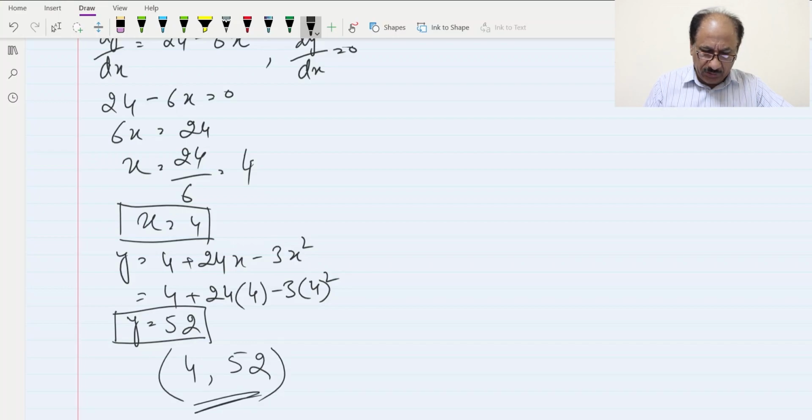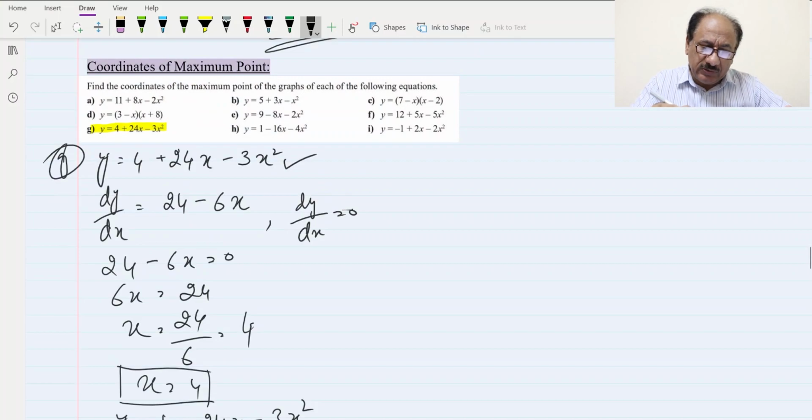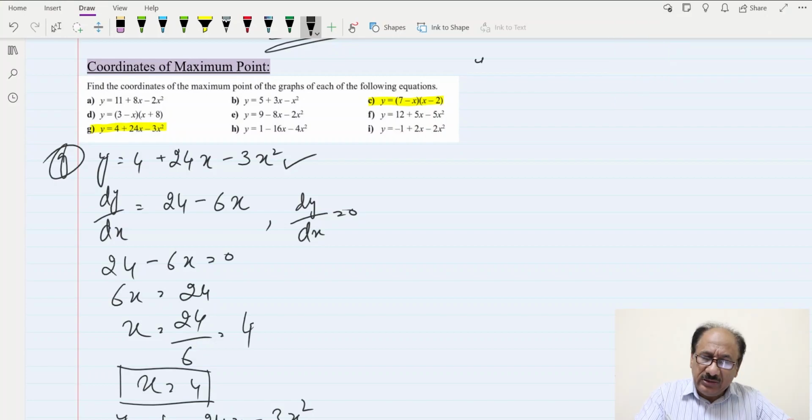These will be the coordinates of the turning point. We have done one of these questions. It will be better to solve one more. So I'll be taking, for example, this, and this is C part, and you will see that in this part you will require to simplify the equation. So this is C part.